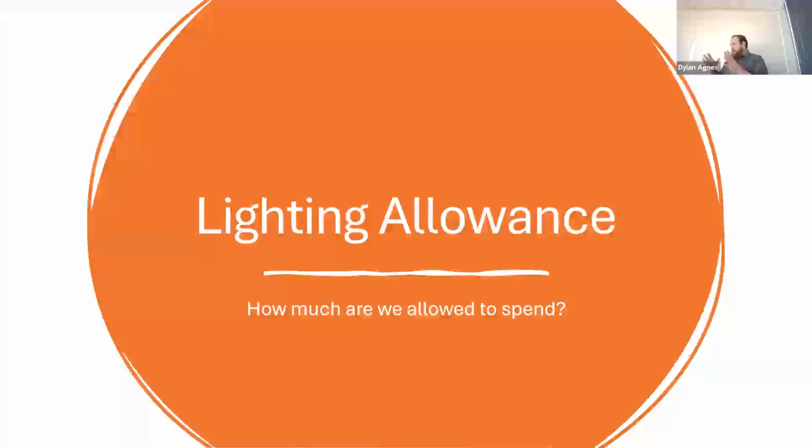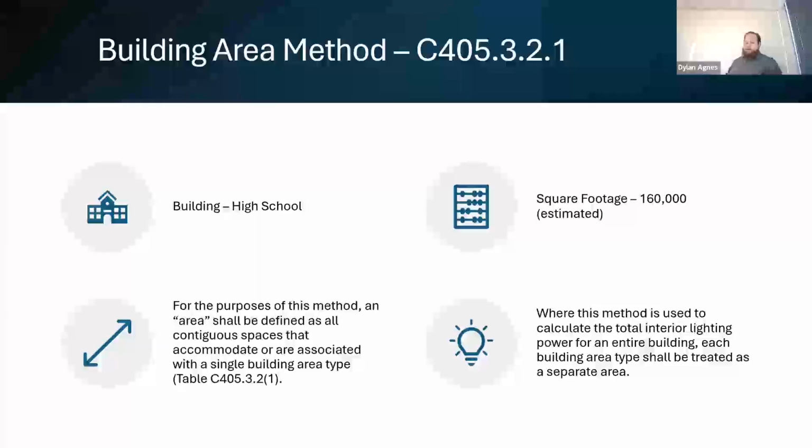So lighting allowance or lighting budget. In the code, they call it allowance. Really, we're determining our budget, and then we're going to determine how to allocate that budget. Okay, but code calls it allowance right off the bat. But in my opinion, it's a budget.